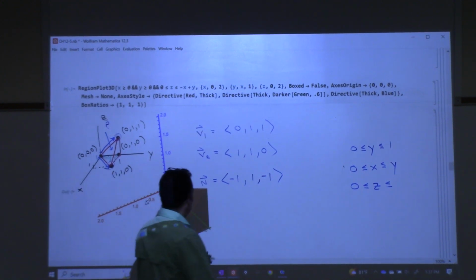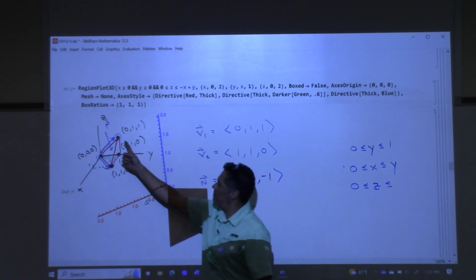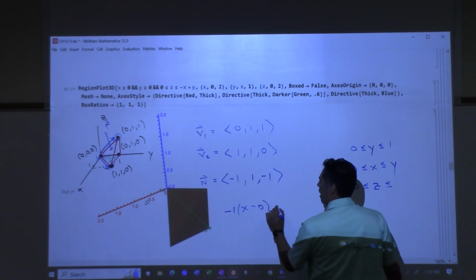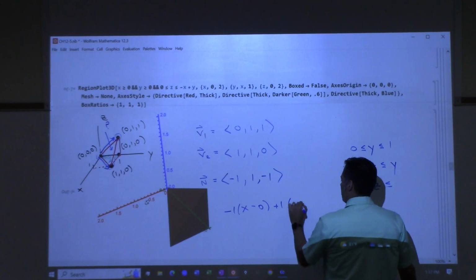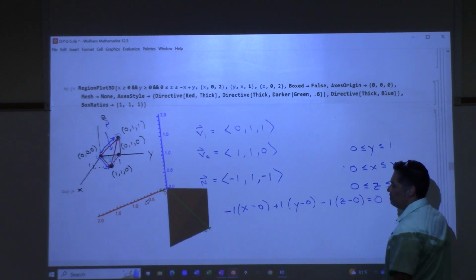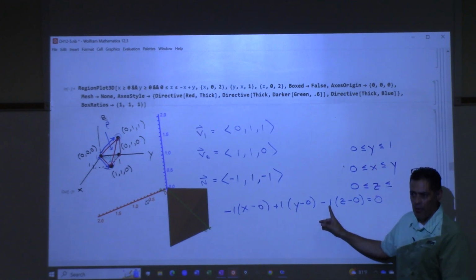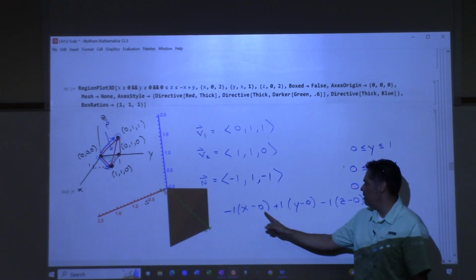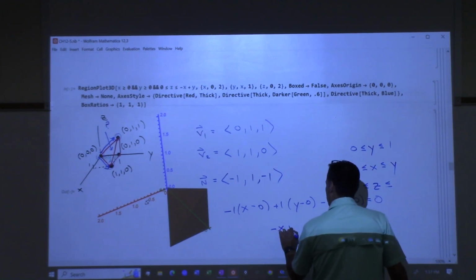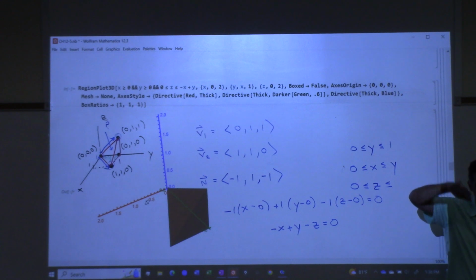Now, my equation. I put -1 in front of x minus, and I pick any of the points on the plane. I think 0, 0, 0 is the best one to pick, right? Because it's easy to work with. So -1 times x minus 0, then +1 times y minus 0, and then -1 times z minus 0 equals 0. That's just to remind you I'm using the plane equation where this is a, b, and c, your normal vector components, and the 0, 0, 0 is one of the points. And this just turns out to be -x plus y minus z equals 0. And that is the equation of that plane that's forming the top surface.